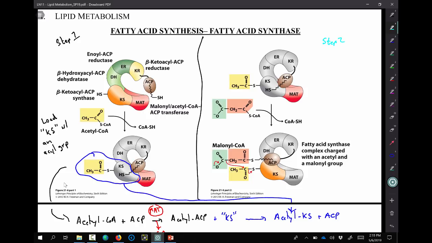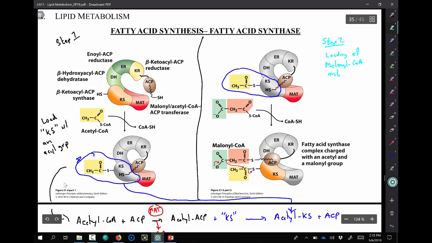Step 2 now, we start here, again, we have this acetyl group here on the KS domain. That's where we left off down here. The next step, step 2 in all of these rounds is going to be the addition or loading of malonyl-CoA onto ACP.